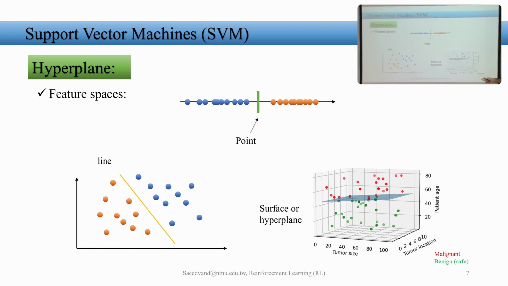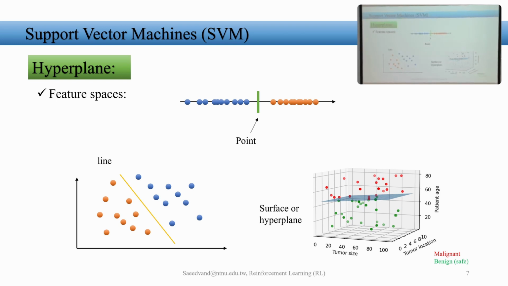So you can see this data is for a tumor: tumor size, tumor location, and patient age. That can be malignant or benign. That is two classes, formally showing whether it is safe or unsafe for the body.